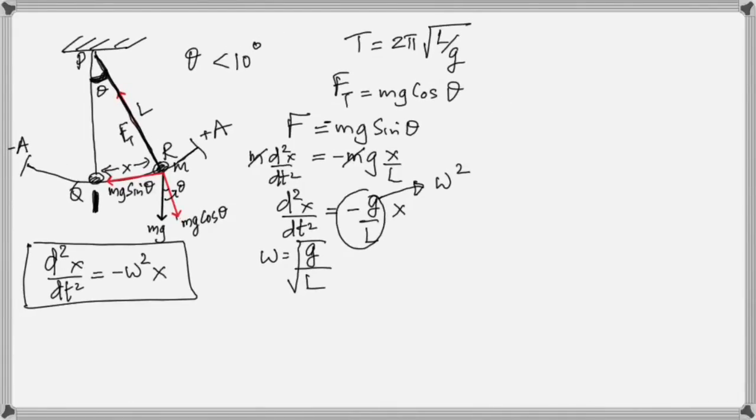Someone like, what? Because time period is 2 pi by omega, isn't it? And what is omega? We just got it: square root g by the length. Can I flip it and make it a multiplication?